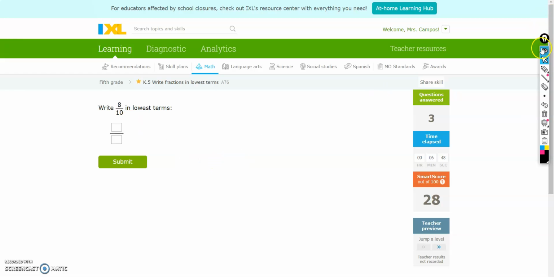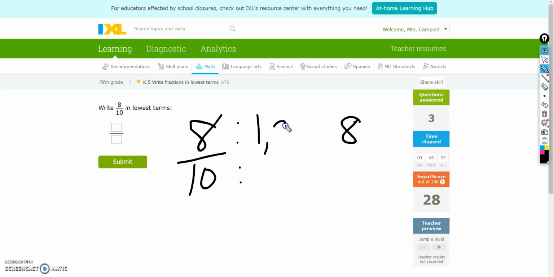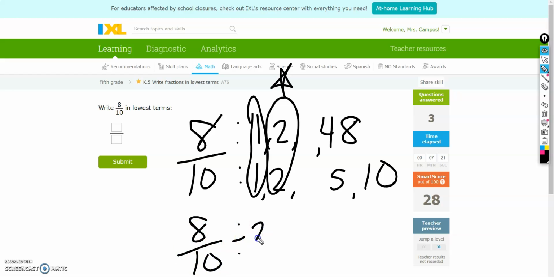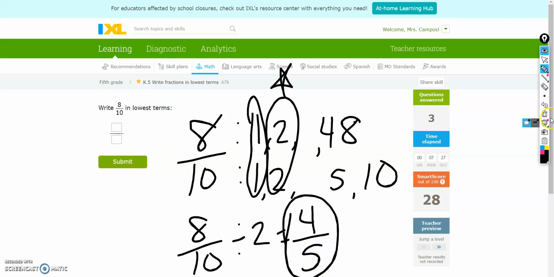Right, now we have 8/10. So 1 and 8, 2 and 4. 3 does not work. We're to the other side. 10 is 1 and 10. 2 and 5. 3 does not work. 4 does not work. So we have 1 and 2 in common, and 2 is our greatest common factor. So we're going to divide by it. You get 4/5.